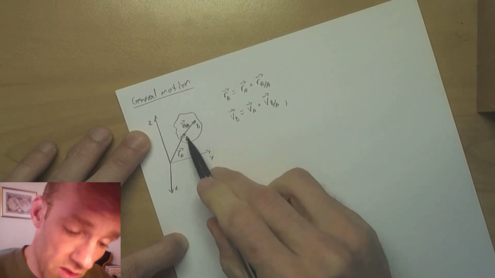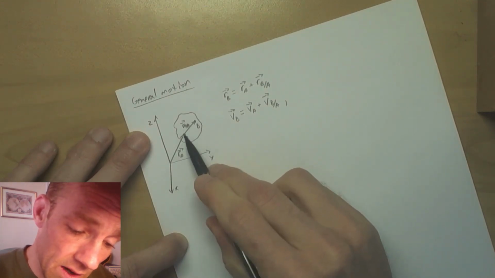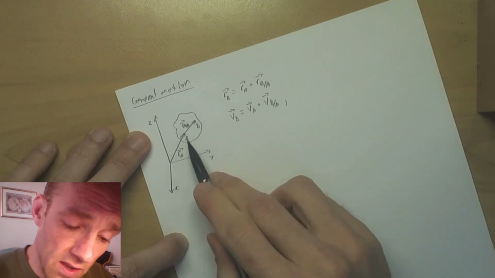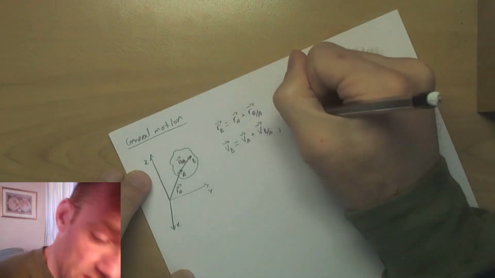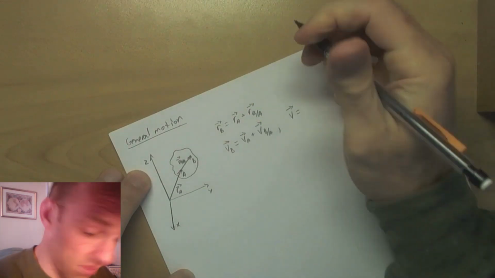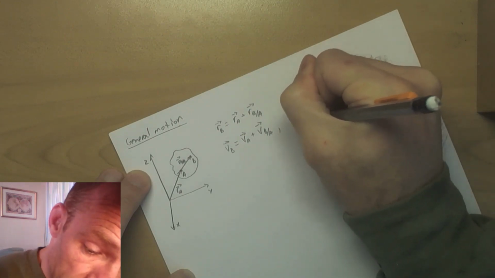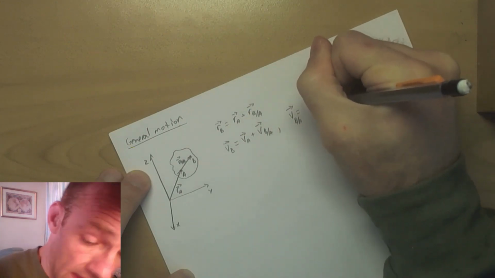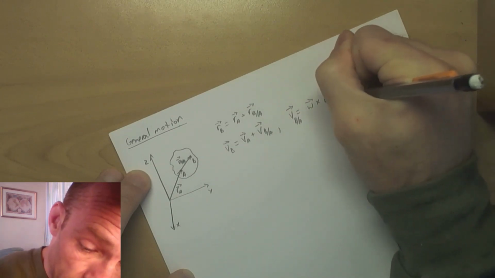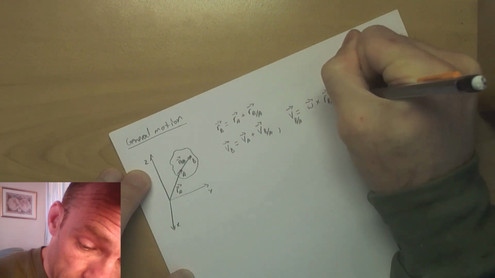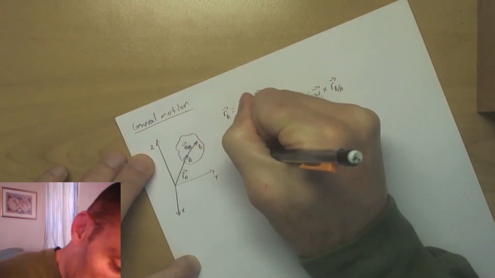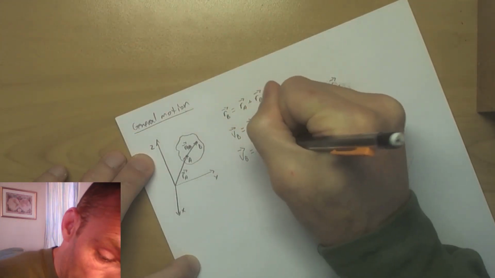Now, because it's a rigid body, this relative velocity has a very precise, or I guess a special definition. So the velocity of B relative to A is just the angular velocity crossed with the relative position of B to A. So therefore, the velocity of B is just the velocity of A plus that.